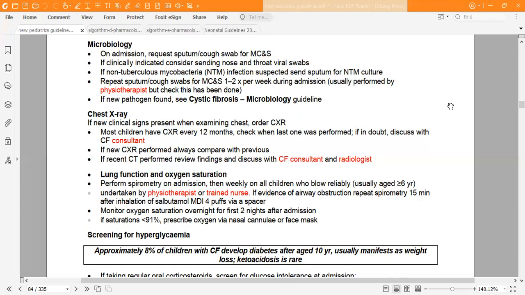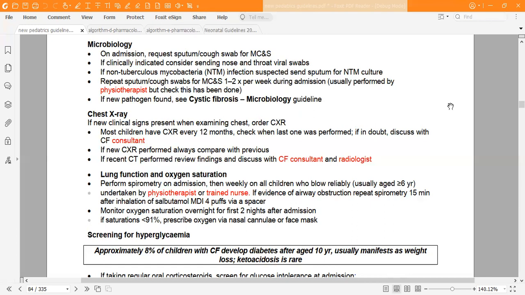Okay, lung function and oxygen saturation. Perform spirometry on admission. That's very important. This is your basic spirometry. Then weekly on all children who blow reliably, usually aged 6 years or more, undertaken by a physiotherapist or trained nurse. If there is evidence of airway obstruction, repeat spirometry 15 minutes after inhalation of salbutamol, metered dose inhaler, 4 puffs via a spacer. Okay, that's perfect and so clear.